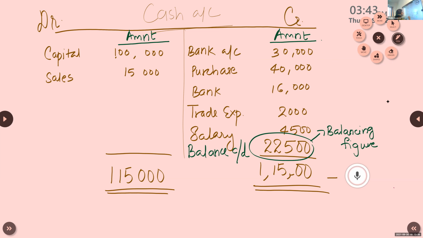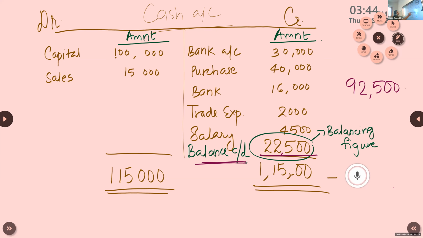Here the total was 92,500. So how much is it different from 1,15,000? That difference, you will write just above the total amount. And that figure, here it is 22,500, is called the balancing figure. And how do you write it under the particulars column? There you will write balance carried down.